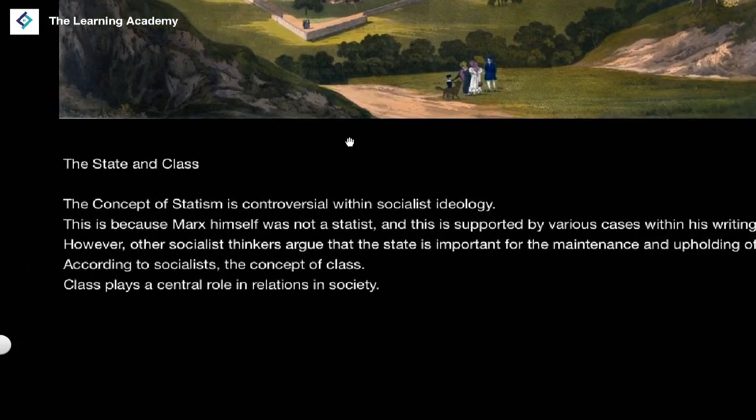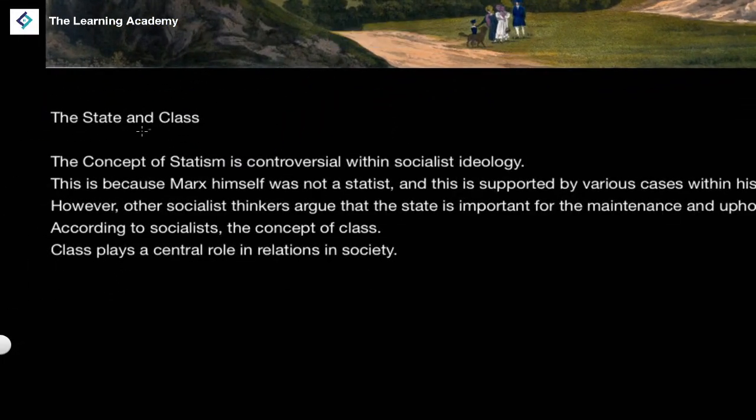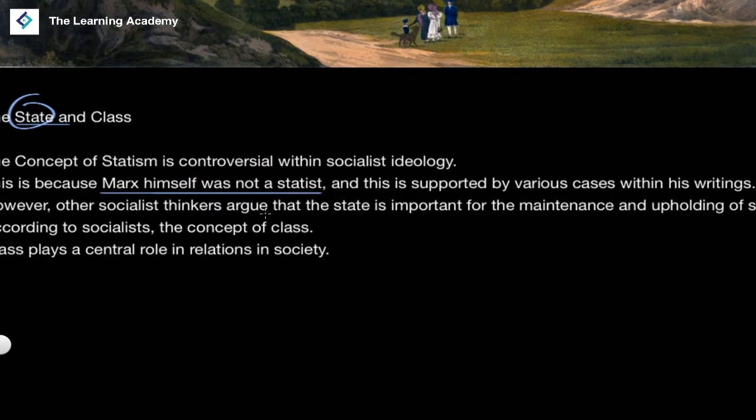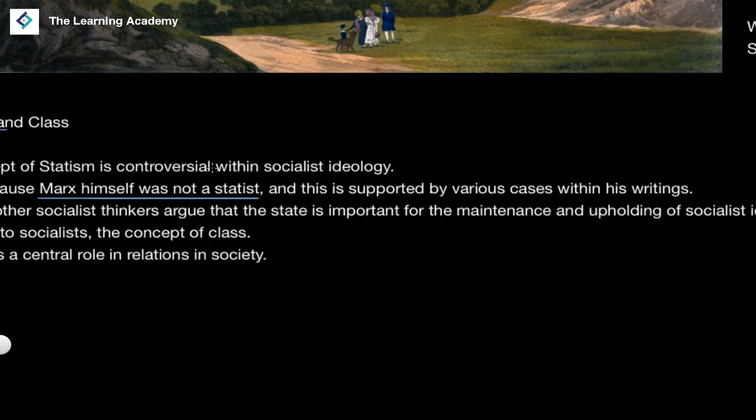The final thing I want to touch on is the concept of the state and class systems. The state is a very interesting example within socialism and within Marxist ideology as well. The concept of statism is actually quite controversial. This is because Marx himself was not a statist. A number of people make the claim that Marx was a statist, but in fact he wasn't. If you read and interpret a lot of the works of Karl Marx, there was very little in the way of understanding a future communist society as one with a state, at least in the way we understand the state to be today.